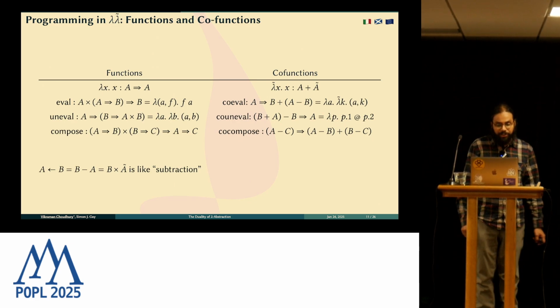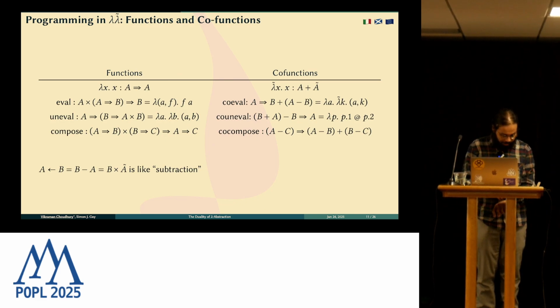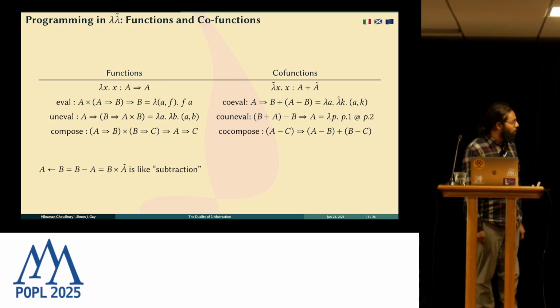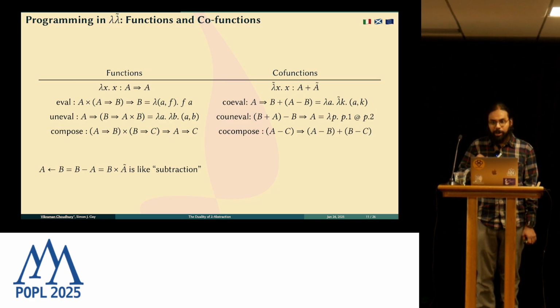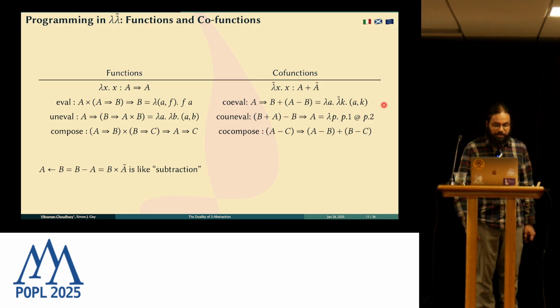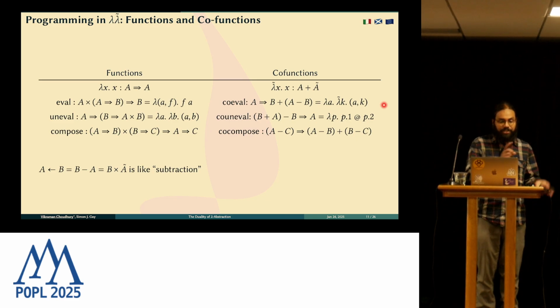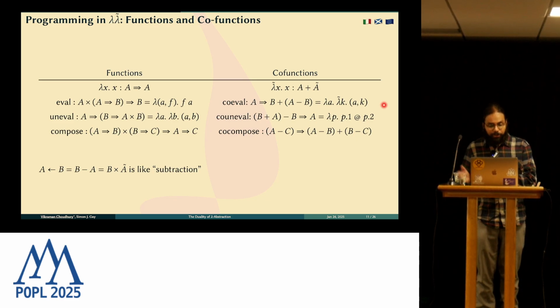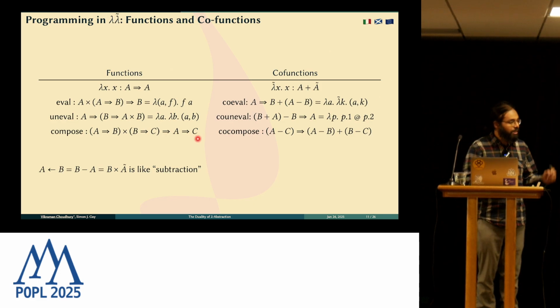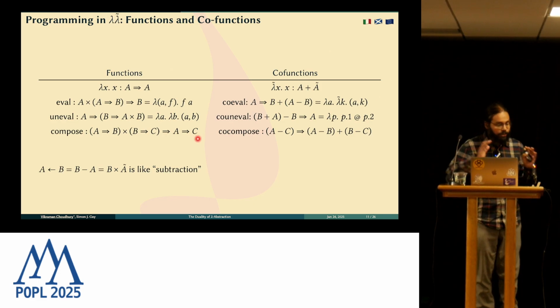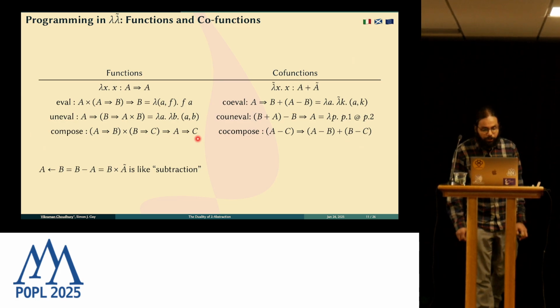When you have functions, you have lambda x dot x, which is the identity function. When you have co-functions, you can write lambda bar x dot x, and the type of this is A plus A dual. When you have functions, you can evaluate them. When you have co-functions, you can co-evaluate them. When you have functions, you can do uneval, and with co-functions, you can do co-uneval. You can compose functions, you can co-compose functions. There's a very nice algebra to these co-functions.